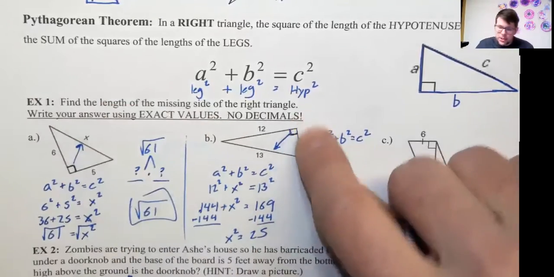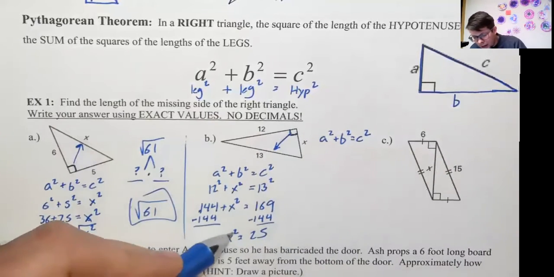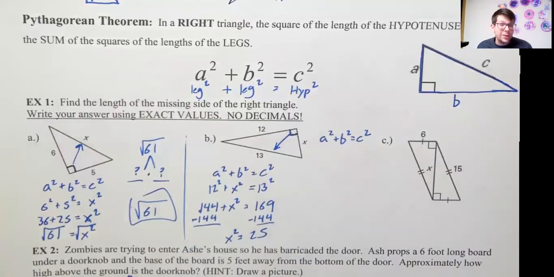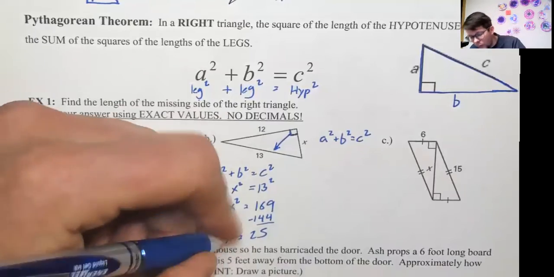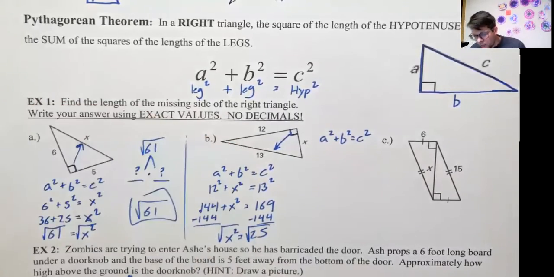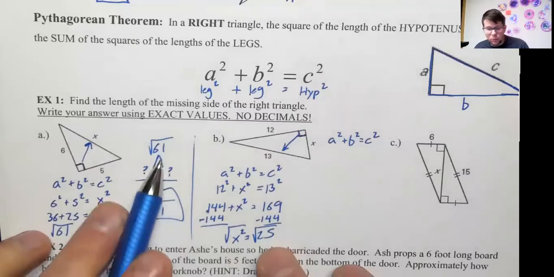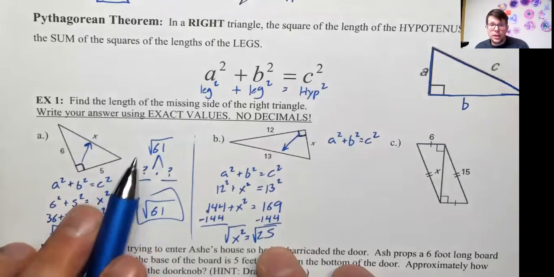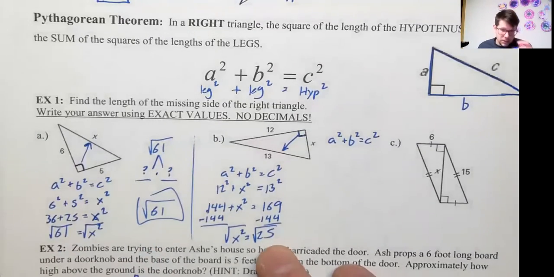Once again, that is unreasonably long, and that's because we're not done. In order to get rid of that power of 2, in order to get rid of the square, you need to use the opposite, which is a square root. So I'm going to take the square root over here and the square root over here. Now, last time when we took the square root, it didn't turn out very nice because I couldn't think of any numbers that multiplied together to give me 61.